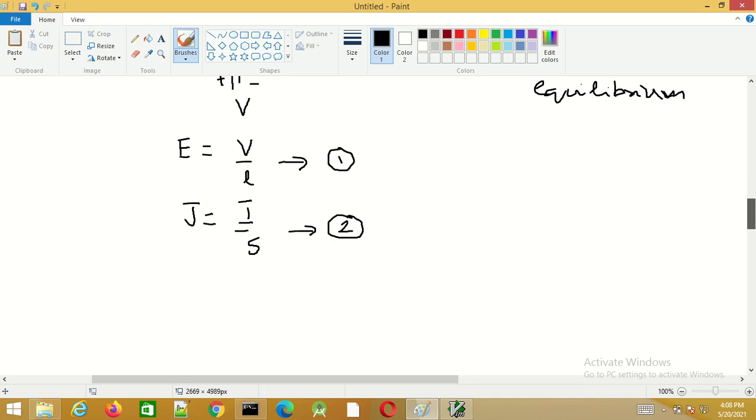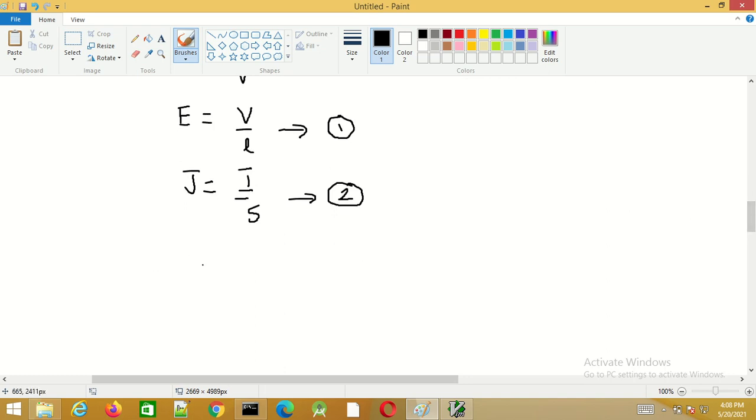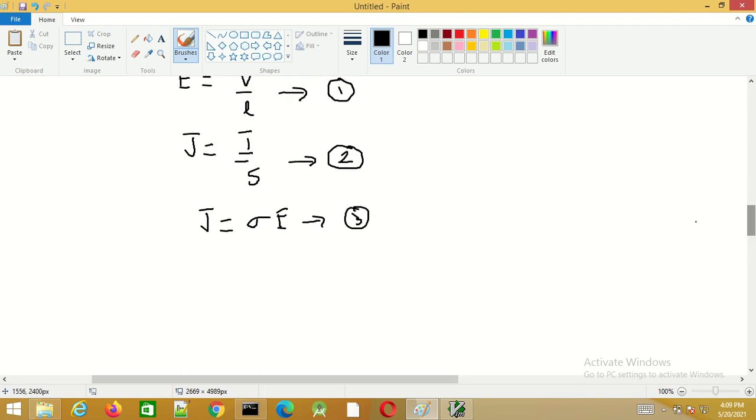So we can make use of the point form of Ohm's law here, which states that J is equal to sigma E. By substituting for J and E from 1 and 2, because J is equal to I by S and E is equal to V by L, we can define the resistance of the conductor as the ratio of voltage to current.